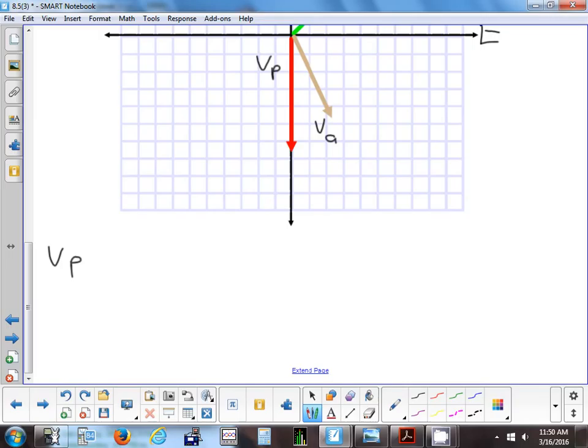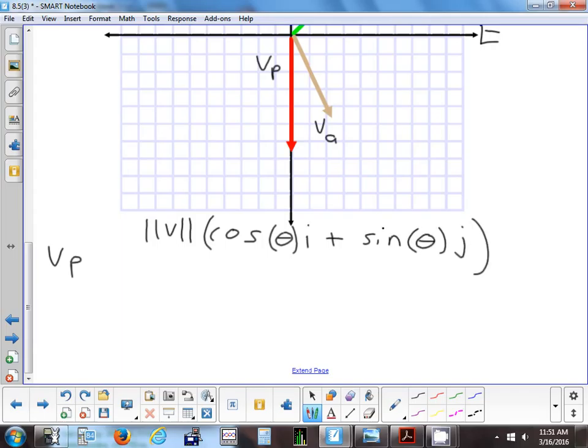Okay, so this is where we're going to use this formula: magnitude of v times cosine theta, plus, you know what, let's do it, it's going to be the i component, plus sine theta, that's the j component. Okay.